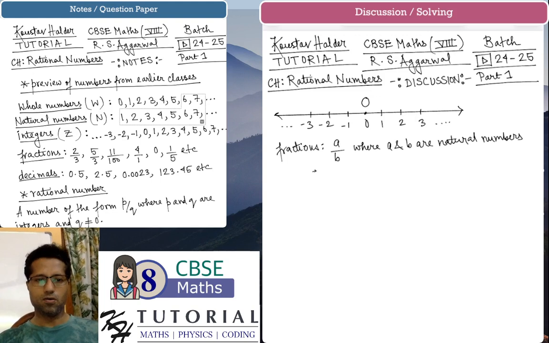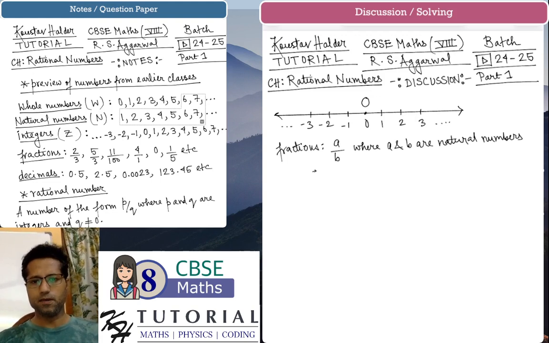Now I have also mentioned 0 as a fraction, but I don't think 0 will be a fraction because 0 is not a natural number, as per my definition. I have seen different definitions in different books. Some books say that a and b are natural numbers. Some books say that a and b are whole numbers.